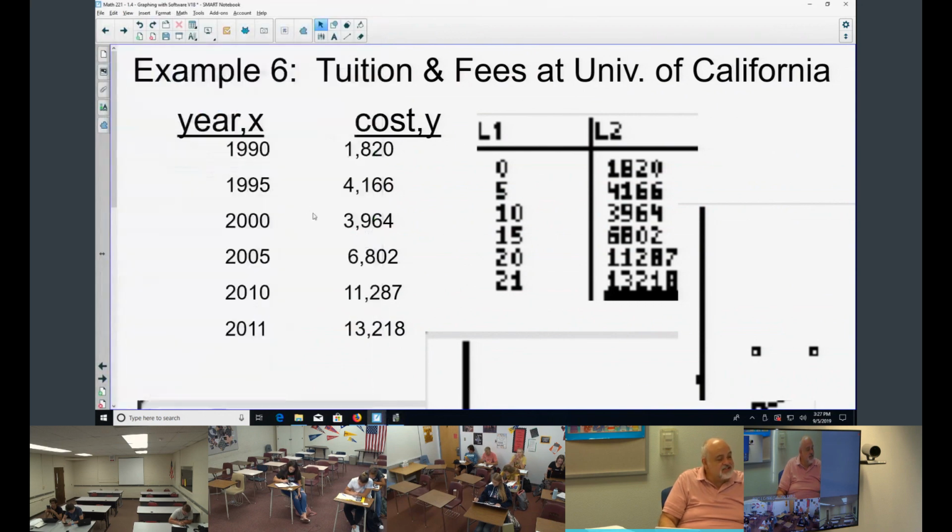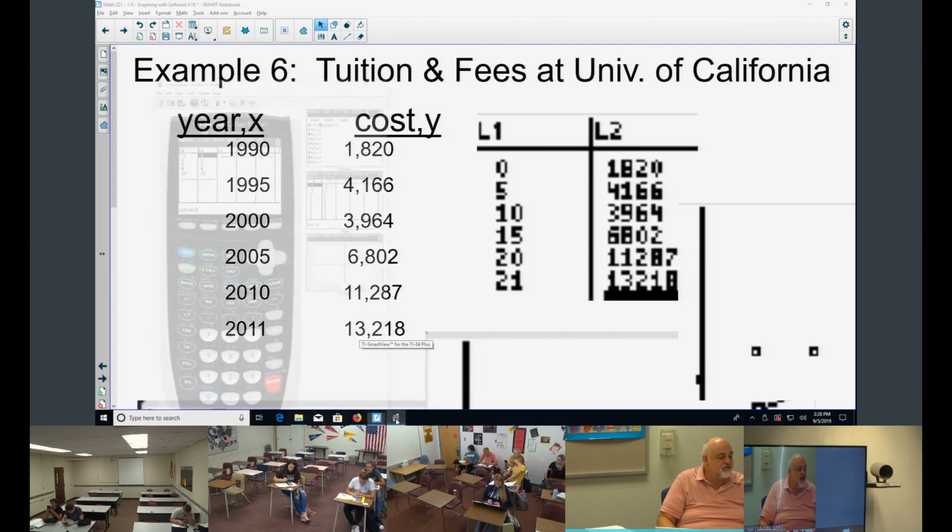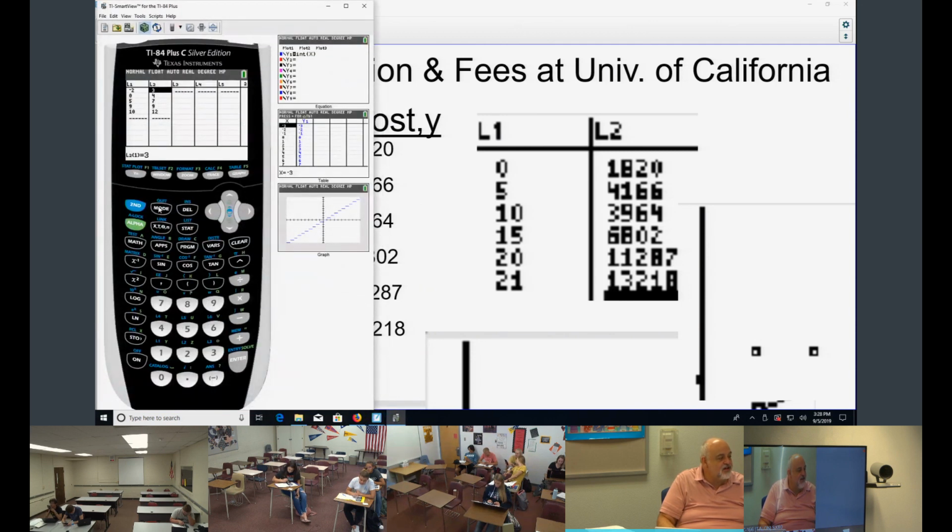The next thing I want you to notice is I'm putting in the data. The cost here, I'm just putting in directly how it is. But the year, you don't put in the year. The first year as you're collecting data starts as year 0. And then you just count from there. So I'm collecting data every 5 years. So year 0, then 5, 10, 15, 20, and then 21. So you just count how many years from the first year. So year 0.